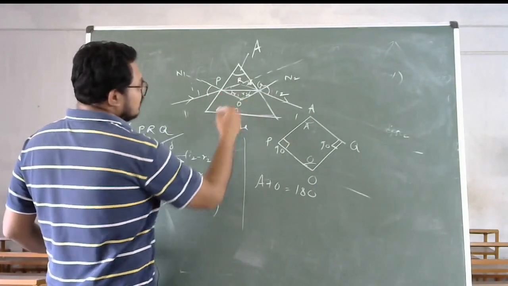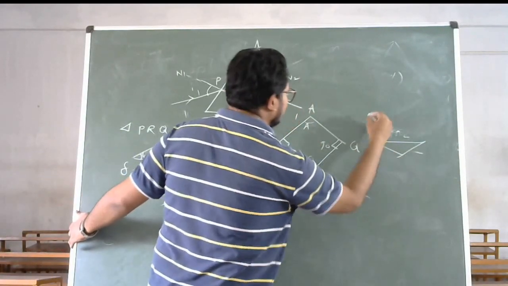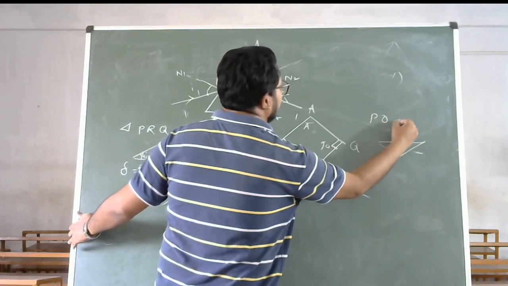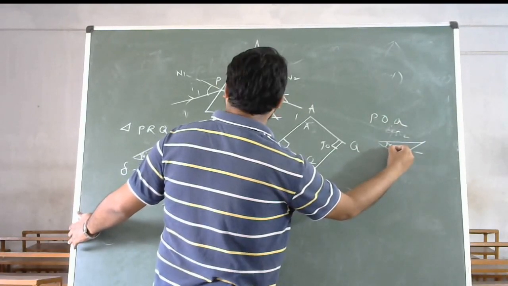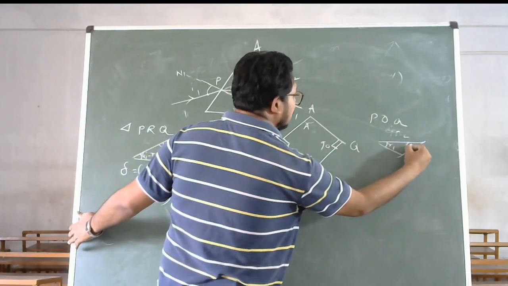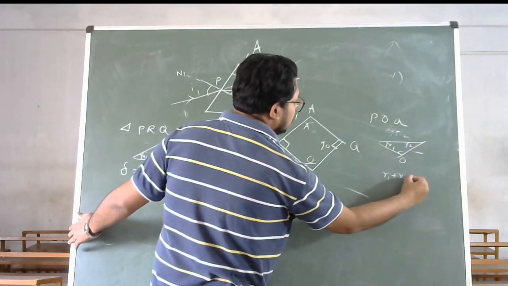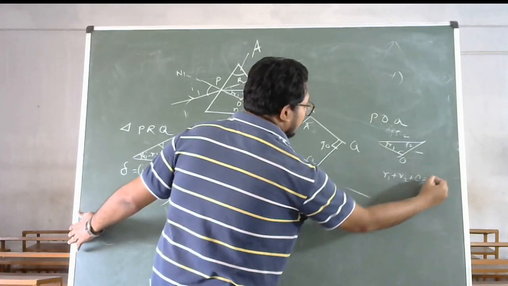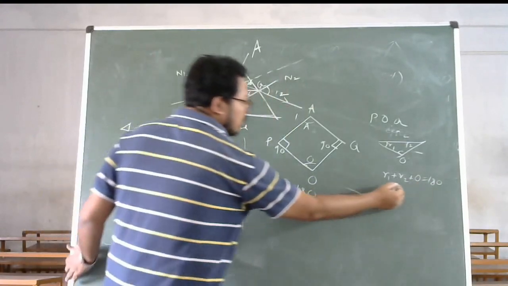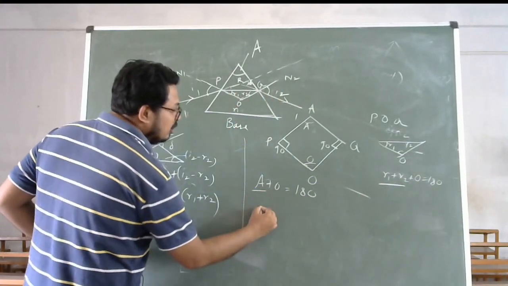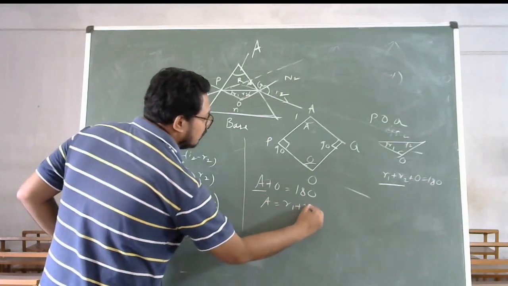And from this other triangle, POQ, this one is R1, this one is R2, this one is O. Here R1 plus R2 plus O equals 180. Now if you compare these two, they are also R1 plus R2, there is A. So you can write A equals R1 plus R2.